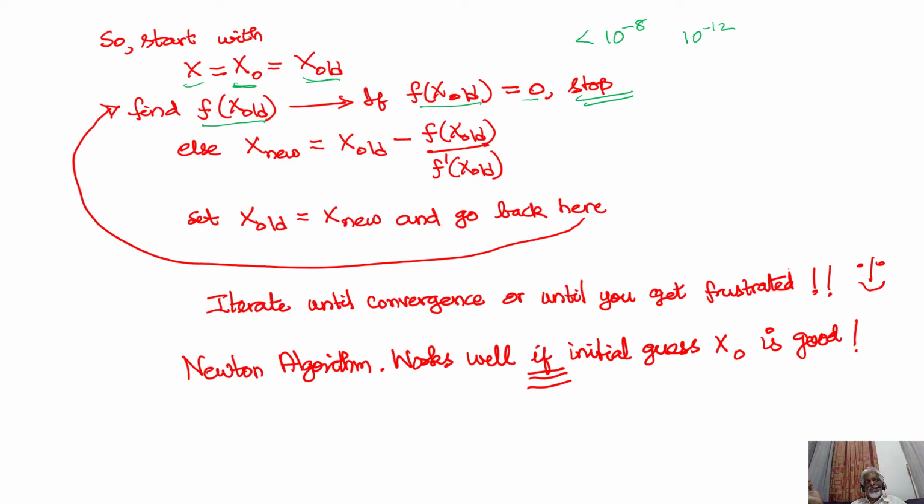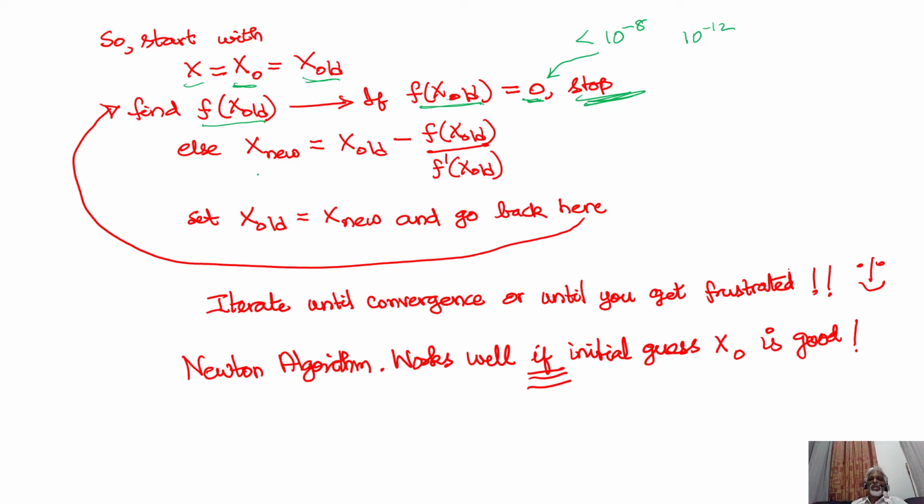Because in computers, you cannot get exactly 0, right? You will get a number that is smaller than the machine tolerance, or something that you find is okay. So 10 to the power of minus 8 or 10 to the power of minus 12 is good. So it is less than or equal to 10 to the power of minus 8, 10 to the power of minus 12, or 10 to the power of minus 15. If the value of the function is a small value, stop. Declare the result. You say the root is at x equal to x old.